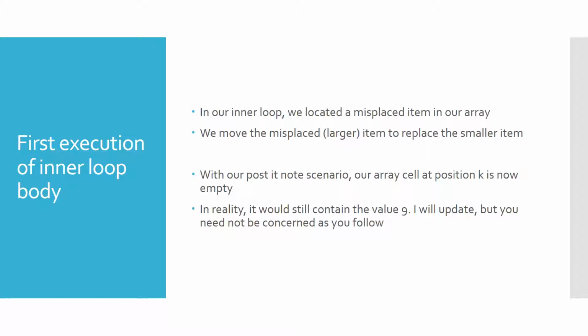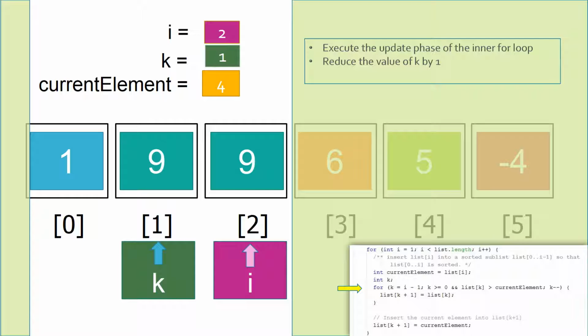With our post-it note scenario, our array cell at position k is now empty. In reality, it would still contain the value 9. I will update to show that, but you need not be concerned as you follow with the sort. Now we're going to execute the update phase of the inner for loop by reducing the value of k by 1.